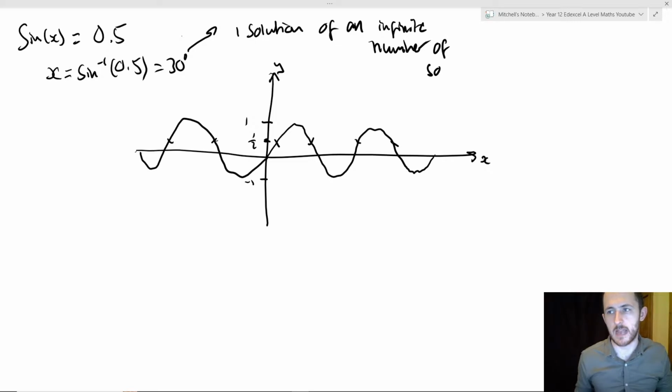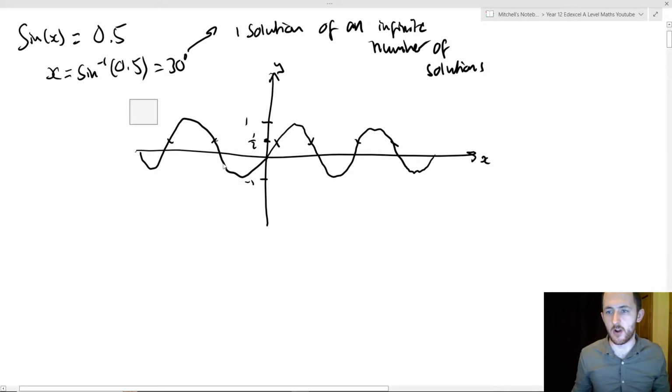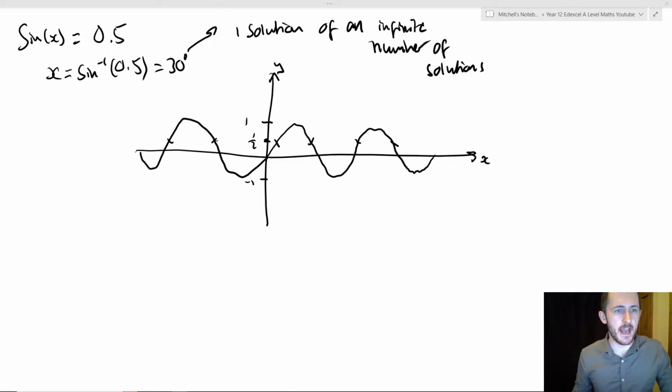We could also have a negative answer as well, and we could have an infinite number of positive answers and an infinite number of negative answers, because these graphs go on forever. The same is true for the cosine graph and the tan graph as well. So basically, we can't actually tell which answer is correct, so to speak. What you'll find is in A-level, they decide to give you certain boundaries and limits for what you're going to do.